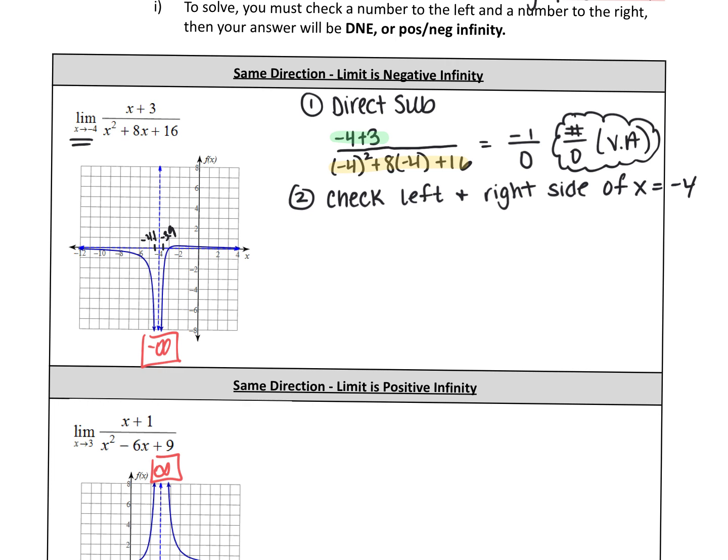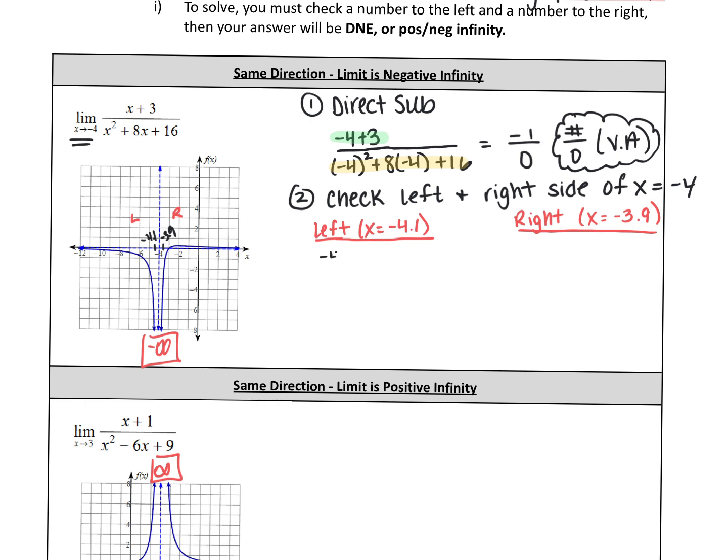So I'm going to test the left side. Left of -4 is this way, right of -4 is this way. On the left, we're going to test x equals -4.1. And then the right side of -4 is over here. We're going to test -3.9. The goal is to see where the graph is headed. So I'm going to go ahead and do the substitutions, the way that we did in the original problem.